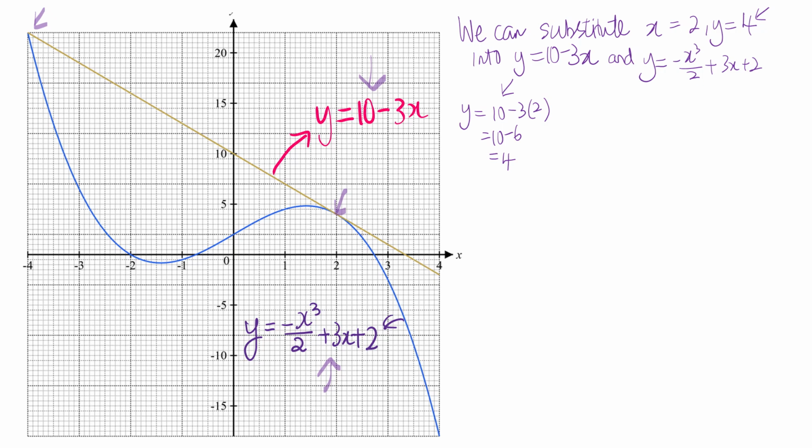So therefore, this point (2, 4) satisfies the equation of the straight line. How about the curve? When I substitute x to be 2, I have negative 8 divided by 2, that gives you negative 4, plus 6 plus 2, and that gives you 4 also. So therefore, this point (2, 4) satisfies the straight line and also the curve. You can do it for the other intersection point here, and you will see that it also satisfies both functions.